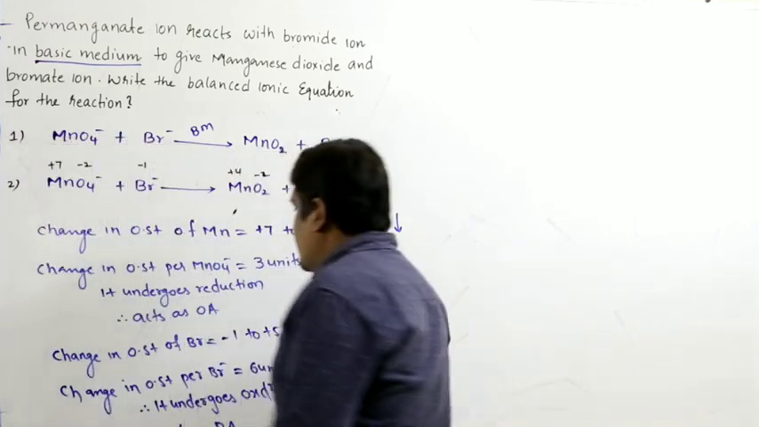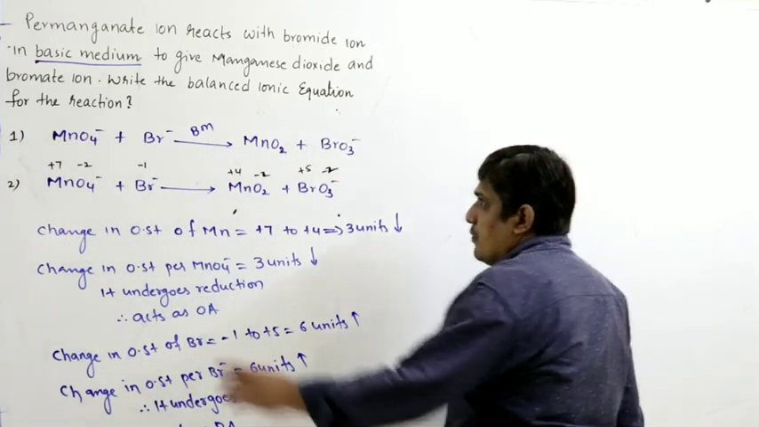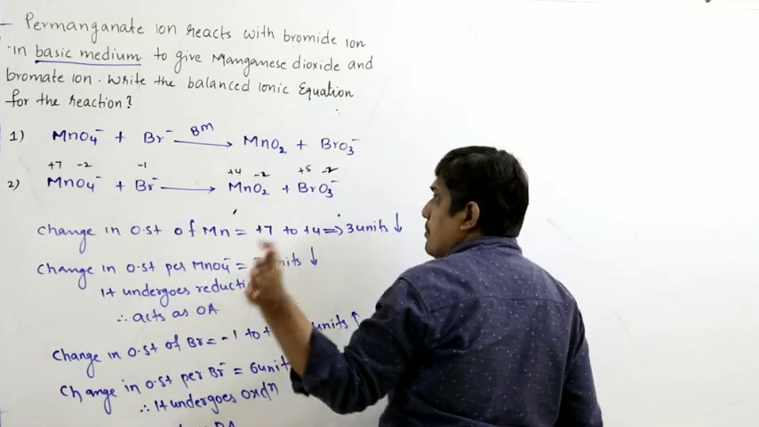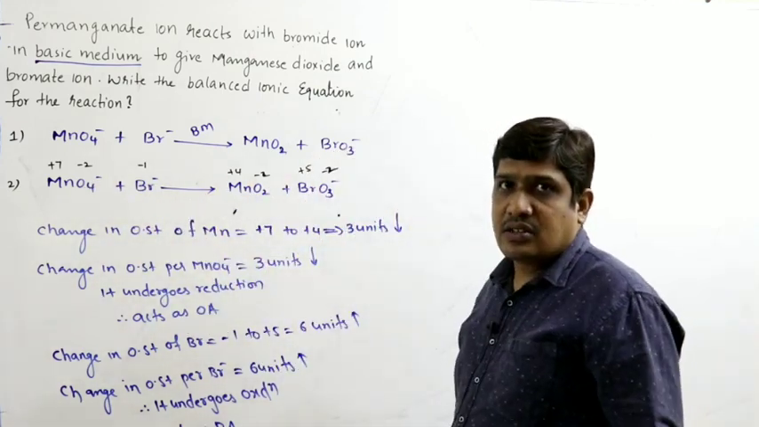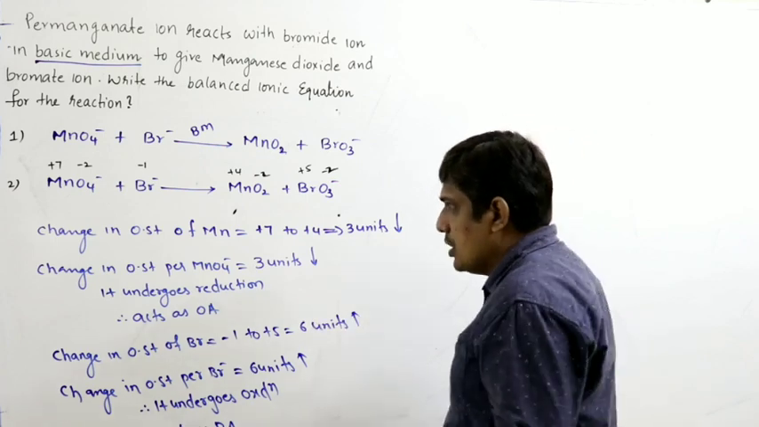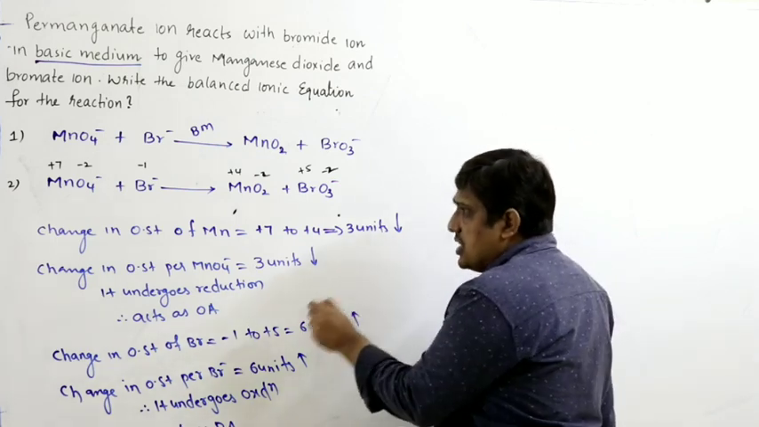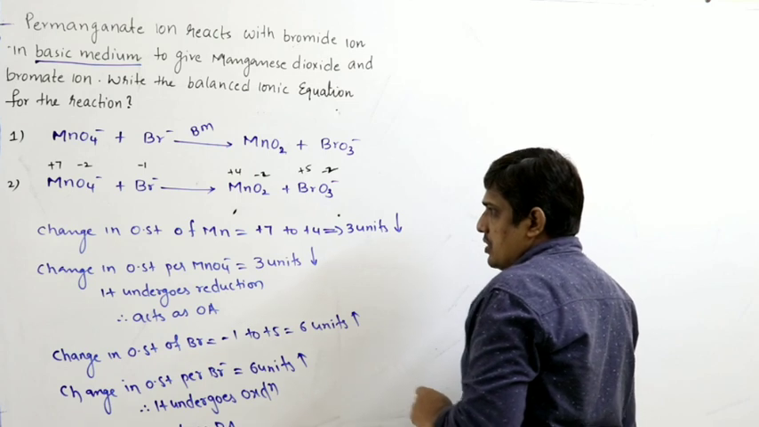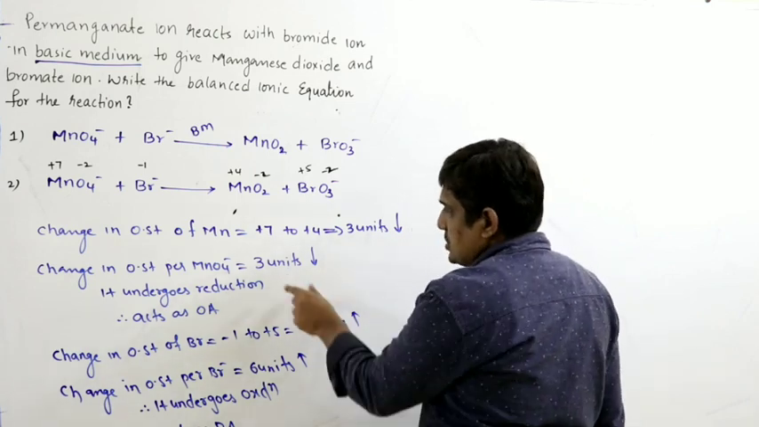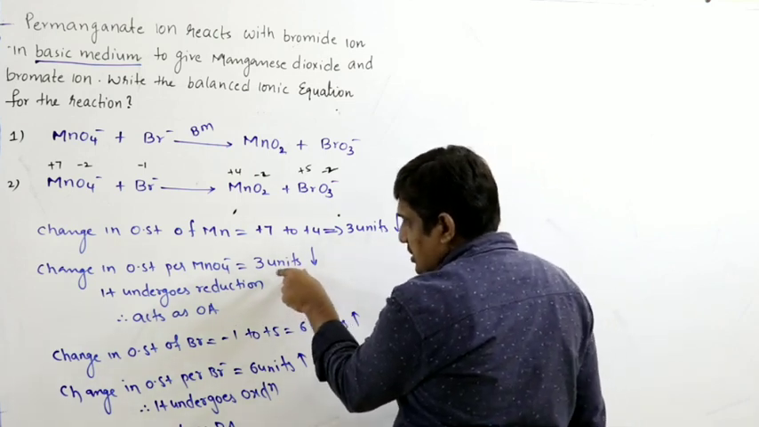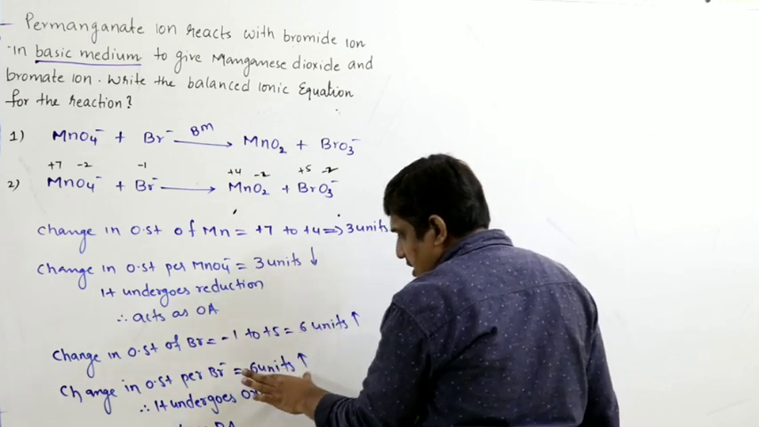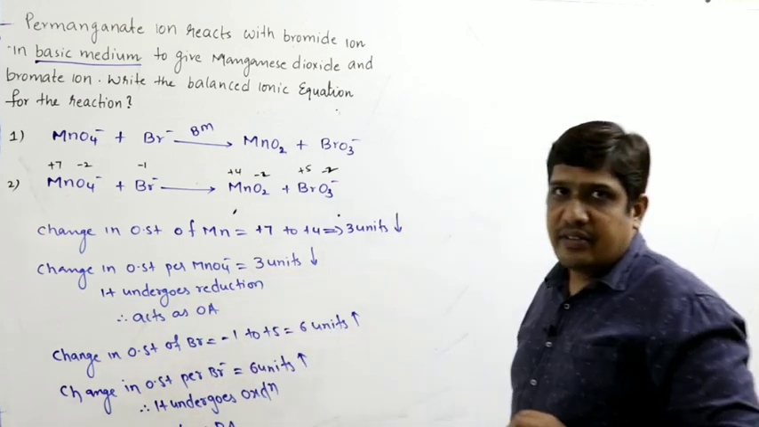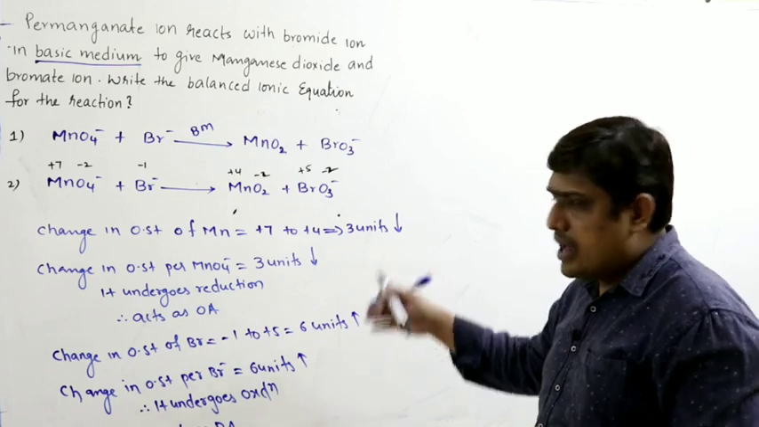So, number of units, one manganese, they are balanced, one bromine, they are balanced. So, other than oxygen, remaining atoms are balanced. Now, let us see if the change in oxidation state is the same or not. So, the number of units change in oxidation here is 3 units, here it is 6 units. Are they the same or different? They are different. They must be made equal.